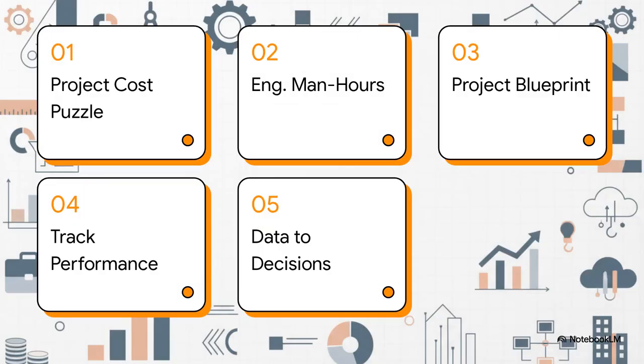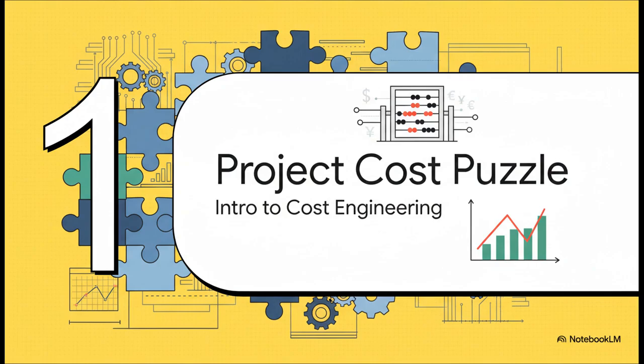Okay, so here's how we're going to tackle this. First, we'll look at the big picture, the project cost puzzle. Then, we're going to get really specific and calculate the true cost of an engineer's time. After that, we'll see how the project blueprint gets made, how to track performance, and finally, the most important part, how all that data helps you make smart decisions. So let's jump into our first section, the project cost puzzle.